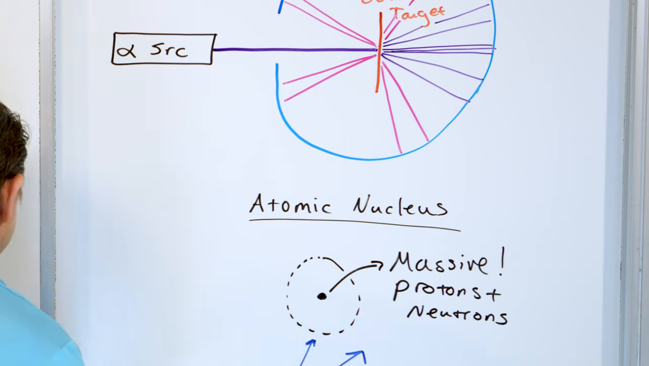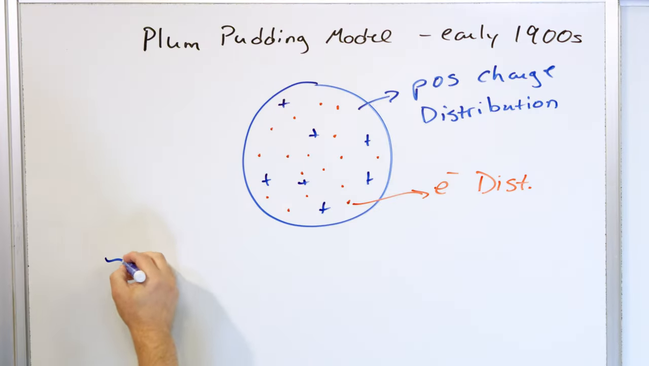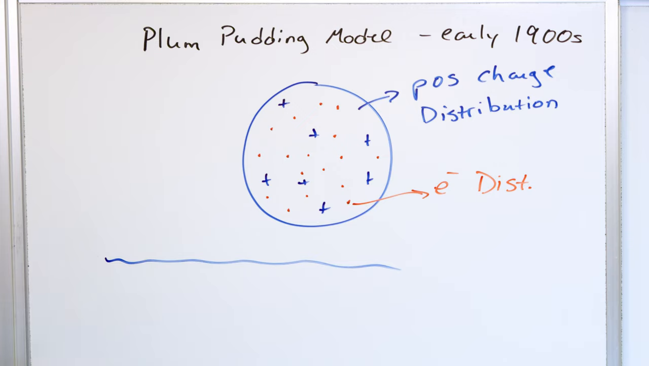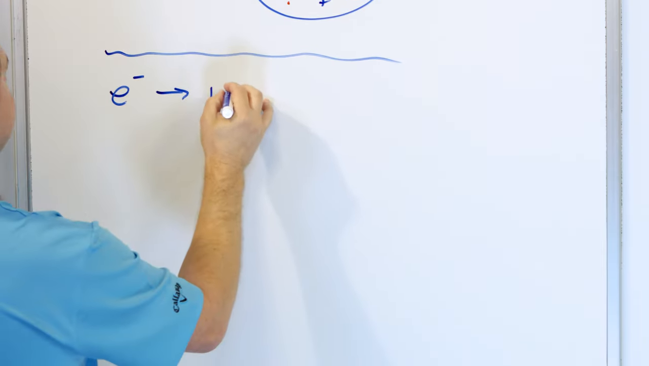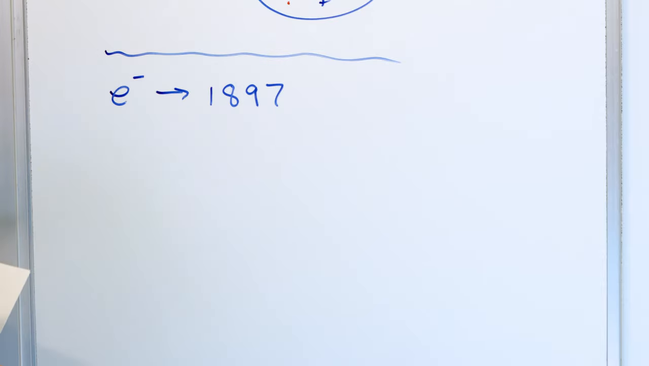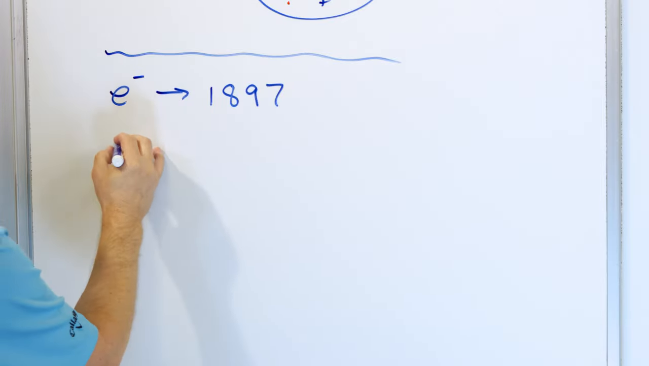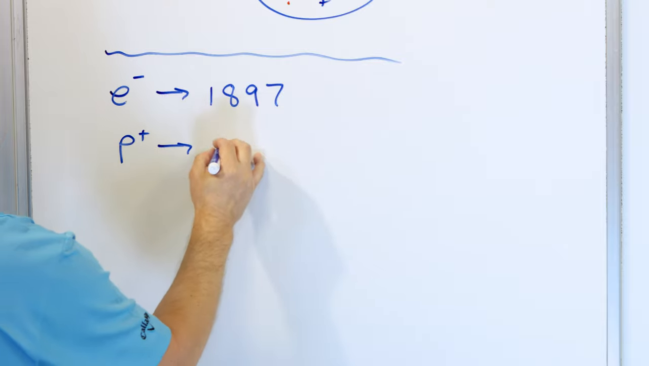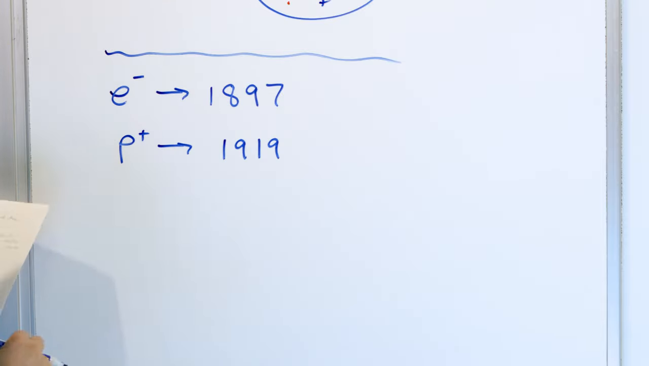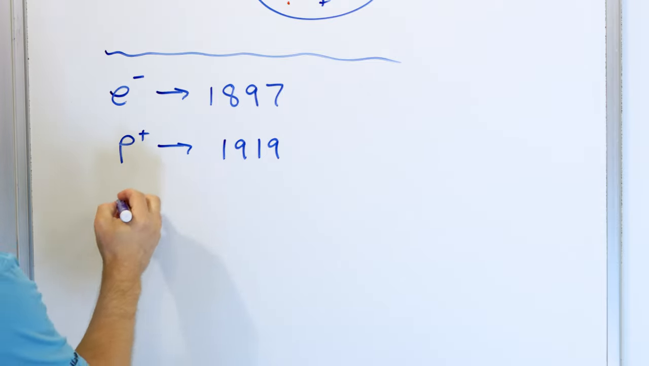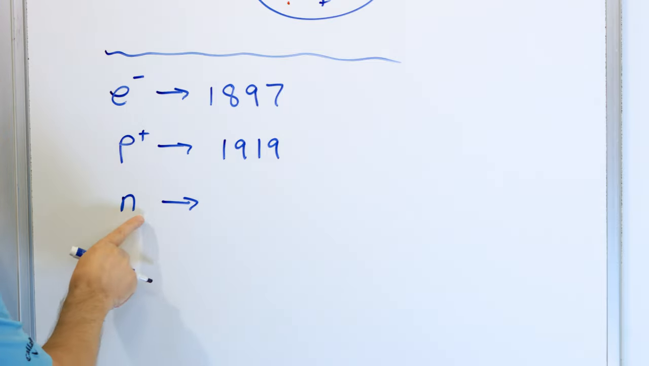All right? So to wrap it up, after all of this and subsequent experiments that followed, the discovery of the electron happened in 1897. That was when the paper was published about the cathode rays and about the electrons, which we called the cathode rays in the beginning. The proton was discovered in 1919, or formalized, after these experiments with Rutherford and with the alpha particles. And the neutron took a while longer, because the neutron's harder to detect because it doesn't have any charge. It has a mass.